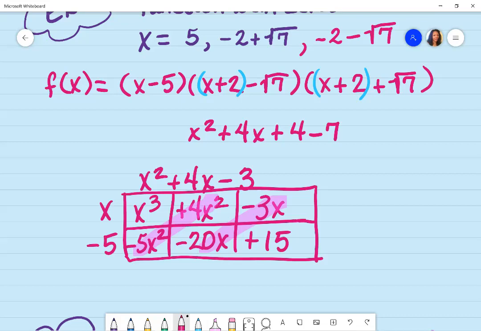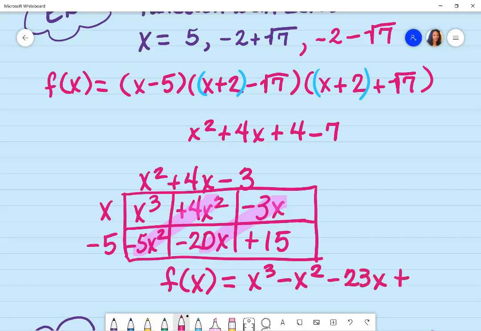Again, it asked me to write a polynomial function. So f of x will equal, in standard form, x cubed, negative 5x squared plus 4x squared is negative x squared. Negative 20x plus negative 3x is negative 23x. And then I have a positive 15. This is my final answer.